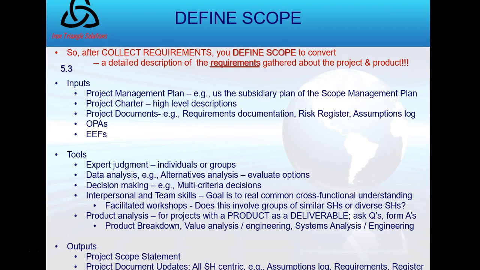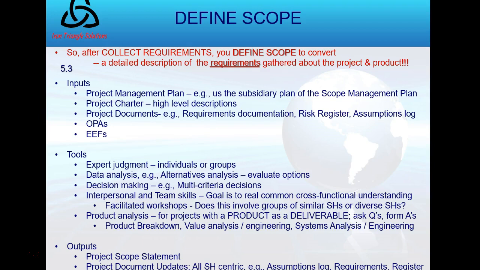Okay? Project documents we've talked about many times. I'm always considering the assumptions log, which has assumptions and constraints. The requirements documentation and the risk register, amongst other things. All listed on page 152 of the PMBOK guide and discussed in Rita's book thoroughly. Moving on to tools, right?